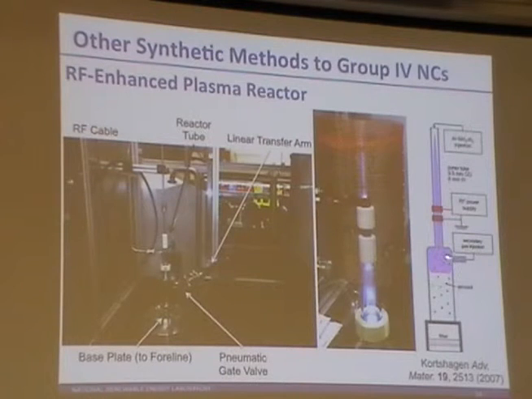And when they come out the other side, they condense and form your silicon quantum dots that are passivated with hydrogen. And so this is a system that I've been building here at NREL for quite a while.